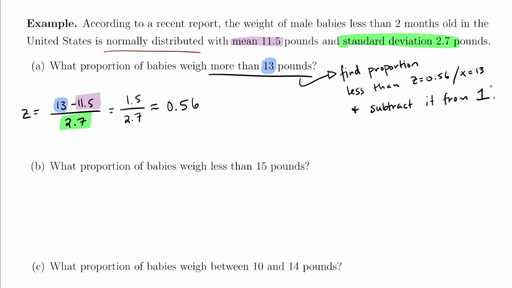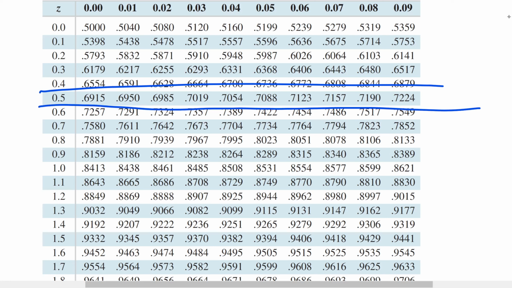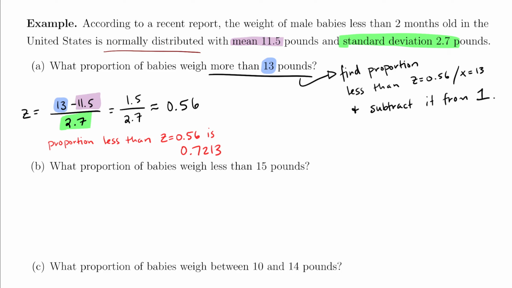So let's bring up the chart and find 0.56 as our z-score. Okay, so here we're looking for 0.56. We've got our 0.5 row, our 0.6 column. That gives us an area before of 0.7123. Okay. So that's the amount less than. We want to find the amount more than, so we take 1 minus the amount less than.